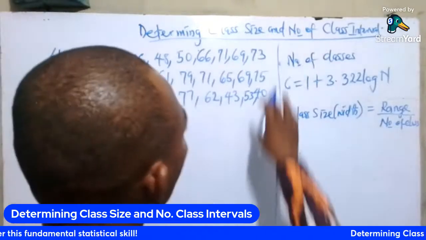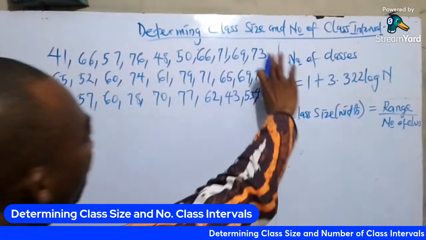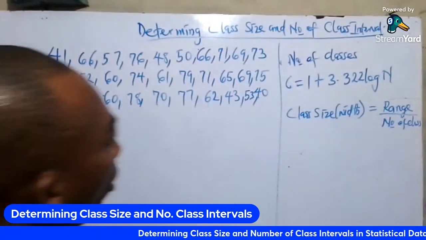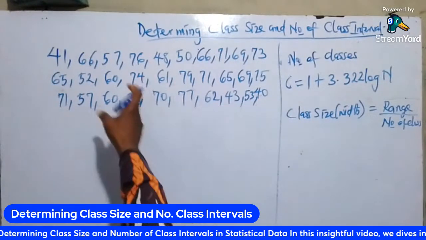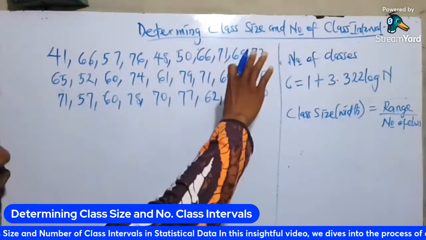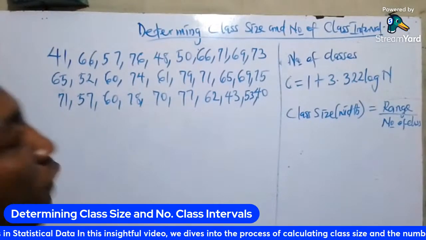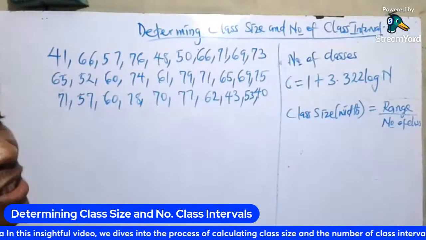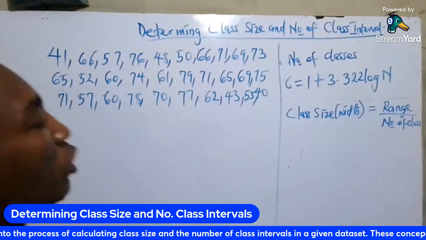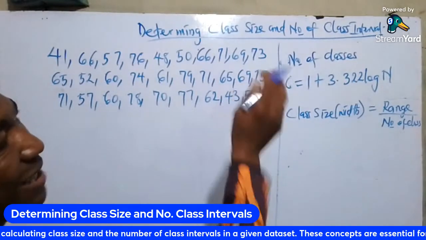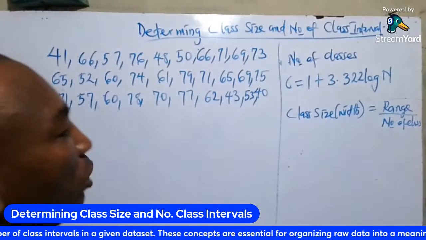And everything you want to do is around this set of numbers, which is observed data. This could be the scores of students that somebody has observed, and they want to construct a frequency distribution table. In constructing the frequency distribution table, you don't just do class intervals. There are things to determine. So what are those things you determine?